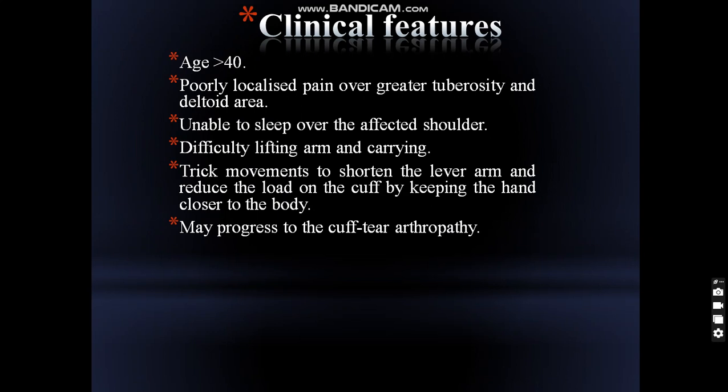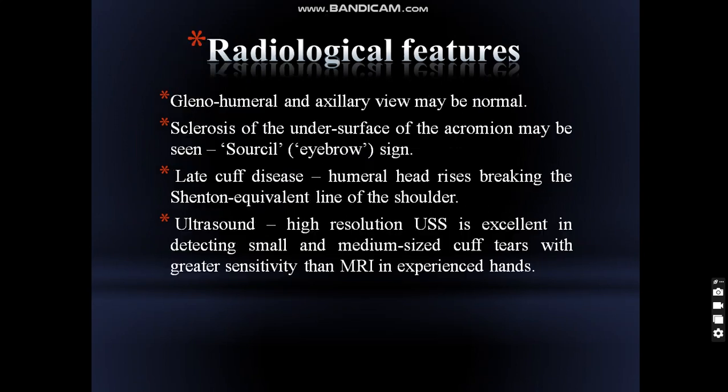Clinical feature: age more than 40 years, poorly localized pain over greater tuberosity and deltoid area, unable to sleep over the affected shoulder, difficulty lifting arm and carrying, trick movements to shorten the lever arm and reduce the load on the cuff by keeping the hand closer to the body, may progress to rotator cuff arthropathy.